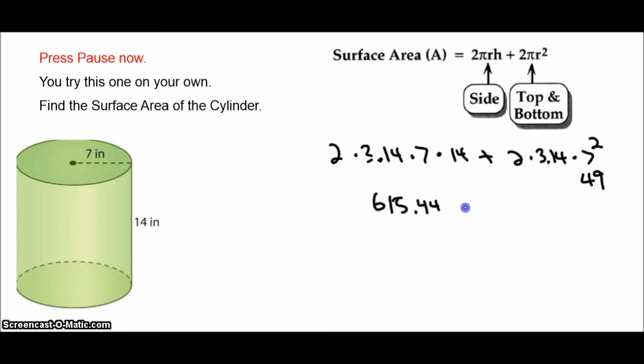And 2 times 3.14 times 7 times 14 is 615.44. And 2 times 3.14 times 49 is 307.72. When we add these together, we get a total of 923.16 square inches. And that would be the surface area of this cylinder.